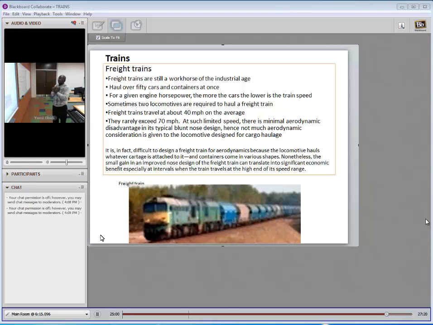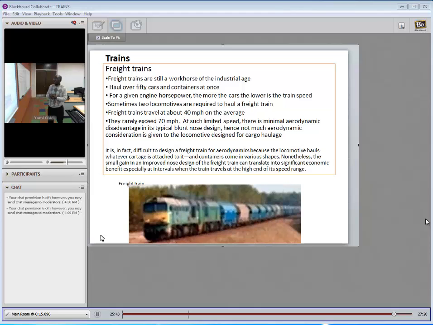at such speed, there isn't a lot of aerodynamic disadvantage that the train would suffer, even with its blunt nose. There's aerodynamic disadvantage, but it's not really substantial. And so not a lot of aerodynamic consideration is given to locomotive design for haulage. Remember we talked about cars. Once the speed starts to get to 55 miles per hour, we start to give it serious aerodynamic consideration in design. And trains average about 40 miles per hour.